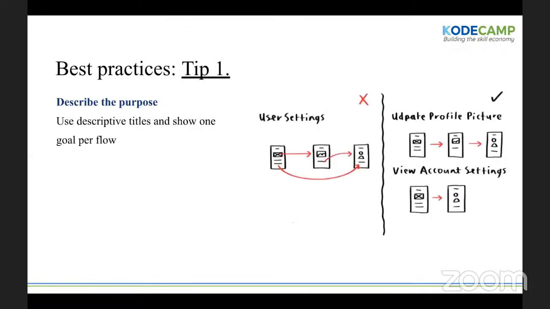Okay, so the first tip here is describe the purpose. It's very important to use descriptive titles and show one goal per flow, right? So just for example, we have this image here. We can say user settings. It's a very clear one. Like, I know user settings, okay, settings could just be a page where you want people to maybe change their profile picture, change their name, change their phone numbers, edit their email address, or something of that sort.